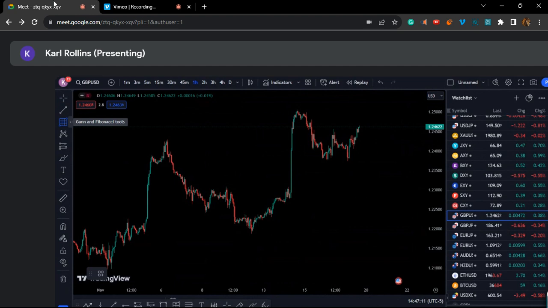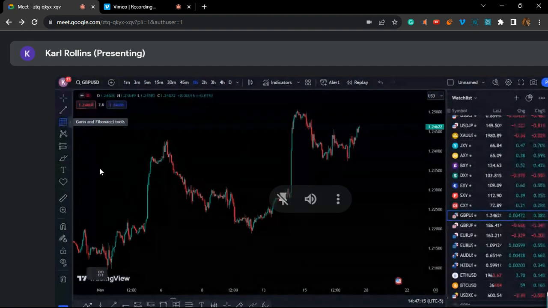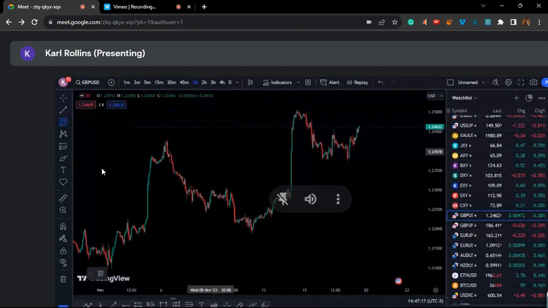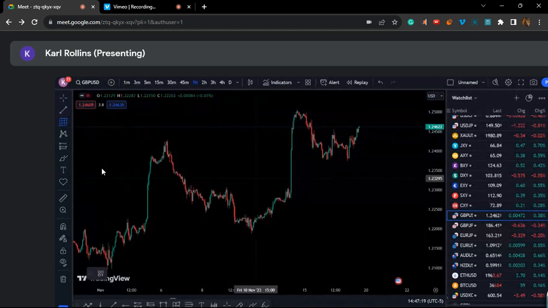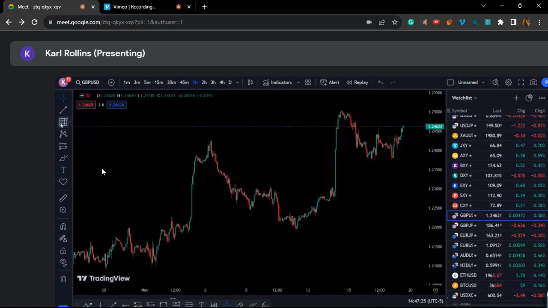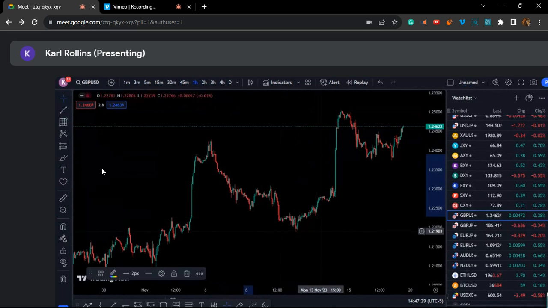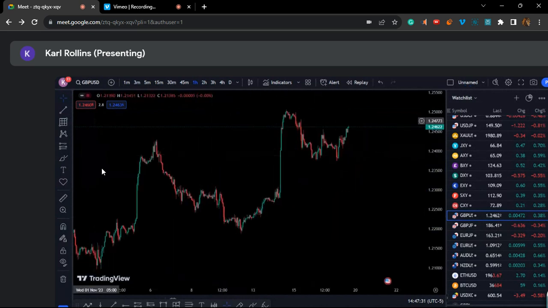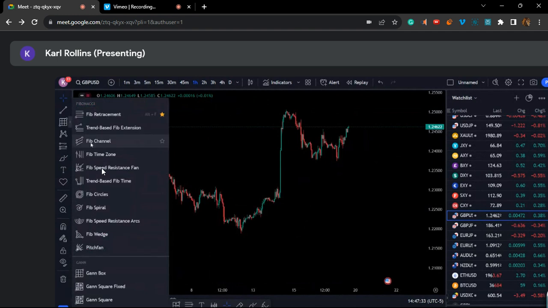Go to the settings of the GANN box. First click on the GANN box and draw it on your chart. Just draw it anywhere on the chart.